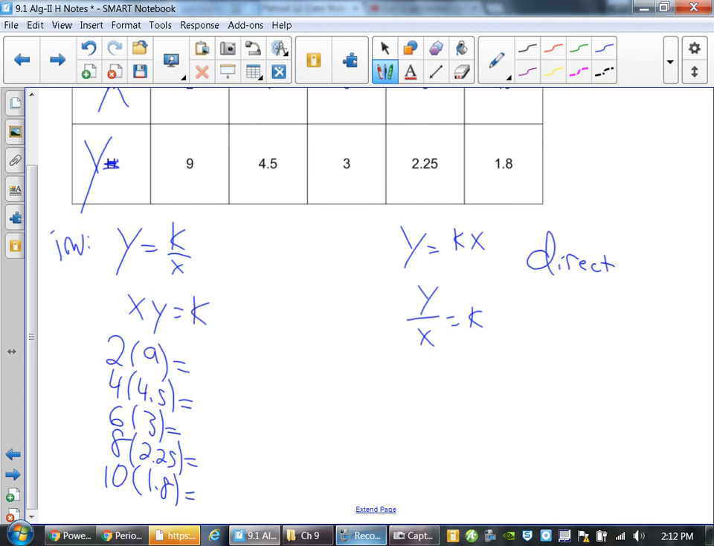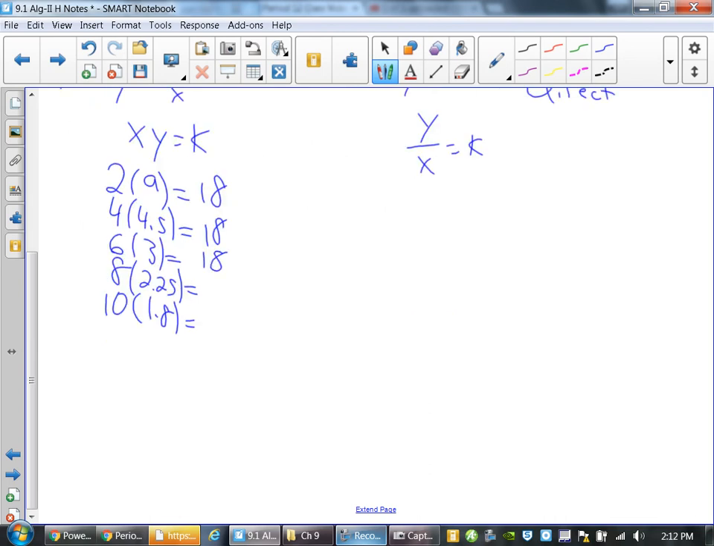What is 2 times 9? What is 4 times 4.5? Well, double 4.5, what do you get? 9. Double it again, what do you get? What's 6 times 3? What's a fourth of 8? 2. So 2 times 8 is 16, plus 2 more is 18. Then 10 times 1.8, I don't know if I can move my decimal.